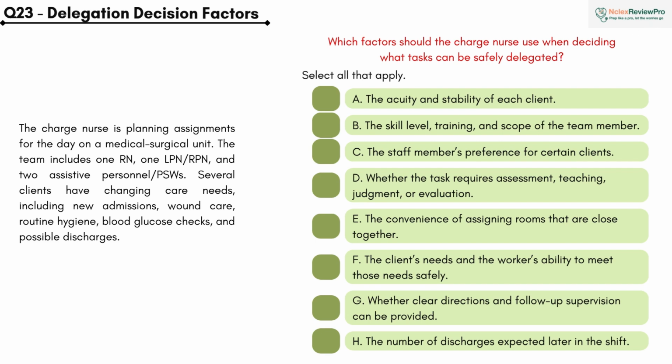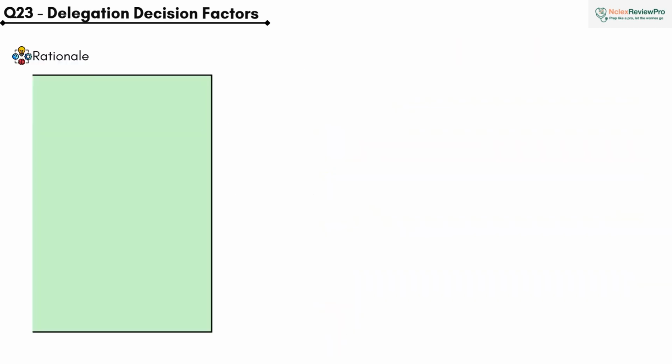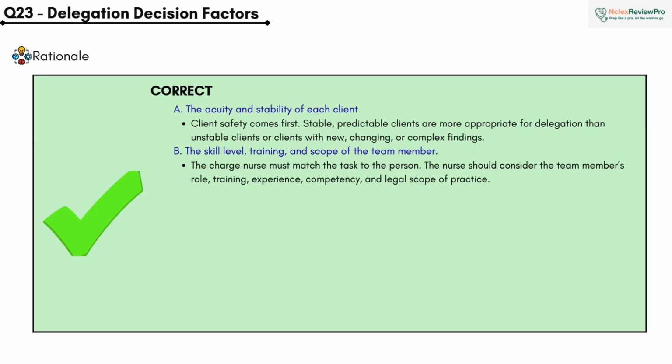The correct answers are Option A, Option B, Option D, Option F, and Option G. All right, let's look at the rationales. For Option A, acuity and stability are correct delegation factors.